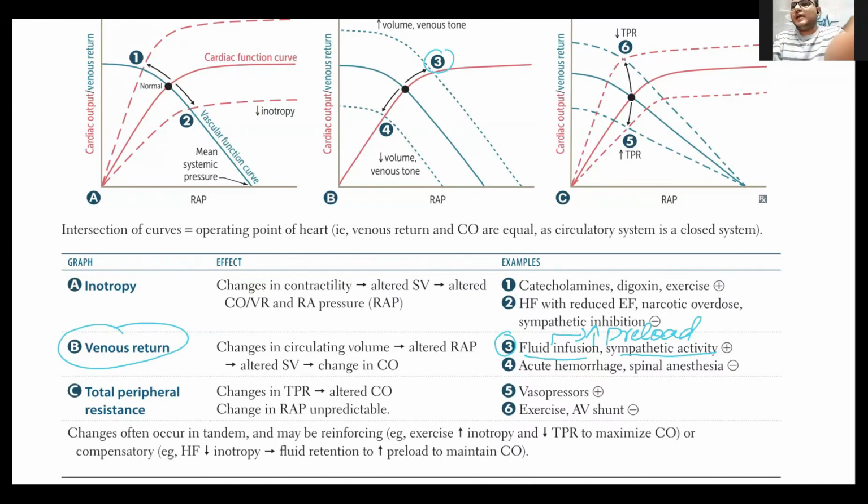Remember this, and increase sympathetic activity. What will happen? When we give more fluid, more will be the venous return, more will be the right atrial side of the pumping of the blood. So when we increase circulating volume, the more circulating volume, there will be more change in the cardiac output, more change in the venous system.